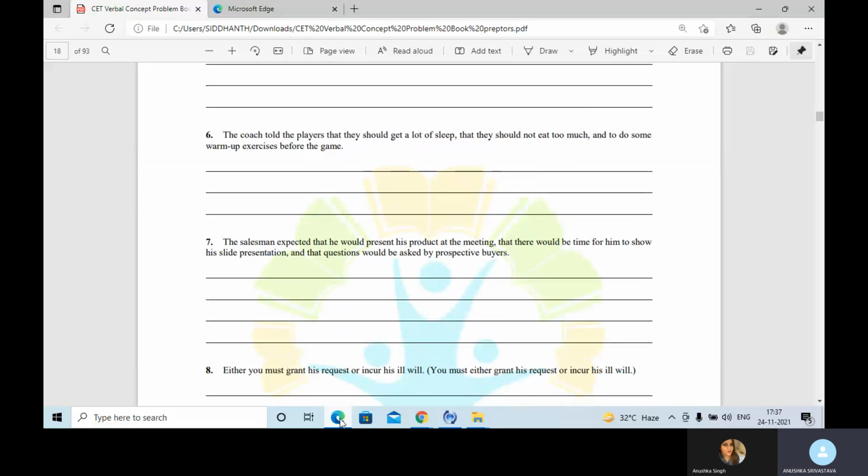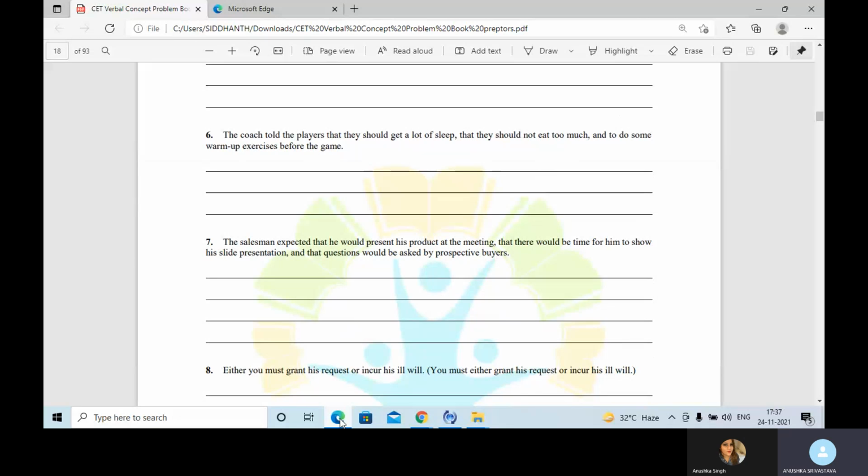Let's figure out what is the main idea. So, the main idea is the coach told the players that they should. No, in fact, the coach told the players that is going to be my main idea. That they should get a lot of sleep is my first related idea. That they should not eat too much is my second related idea. And correcting the third one, I would say that they should do some warm up exercises before the game. So all my three related ideas are starting with that they should.